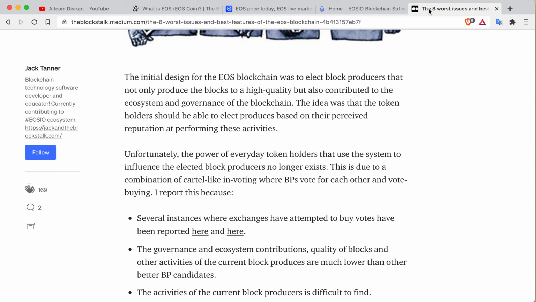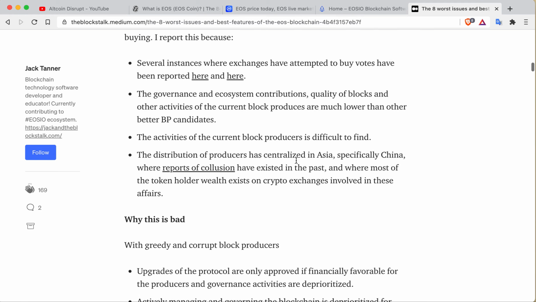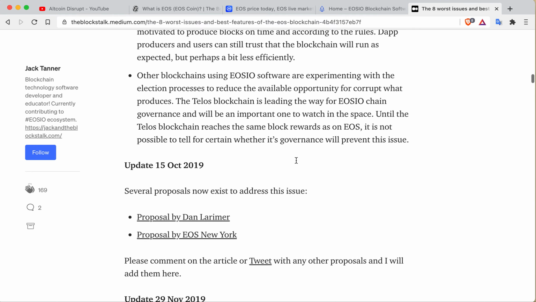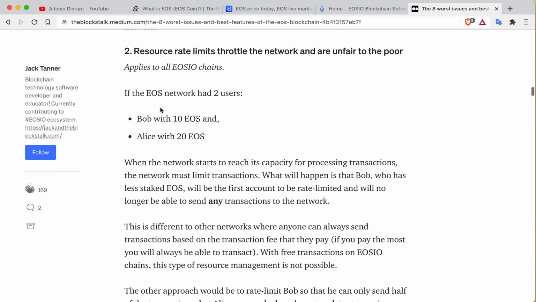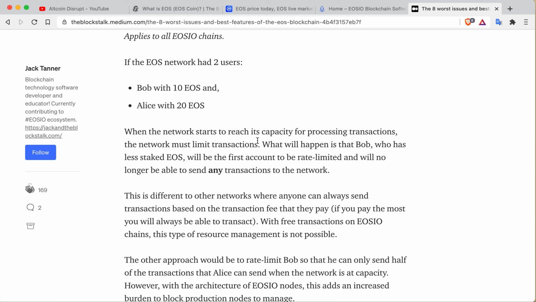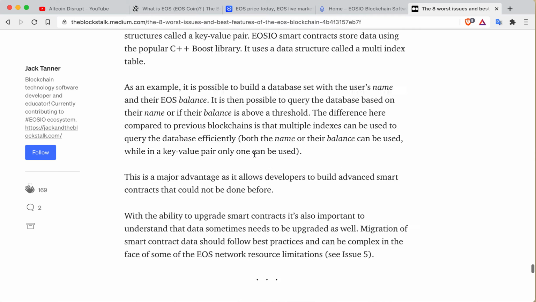Now, this is a deep dive, but I'll probably do a part 2, because like I said, there's a lot more information to discuss. This video is meant to be a small, bite-sized video that doesn't take up too much of your time. They also say there's another thing: resource rate limits throttle the network and are unfair to the poor. So that's quite interesting. When the network starts to reach its capacity of producing transactions, the network must limit transactions. There's a lot to go through, but like I said, I wanted to keep this video short.